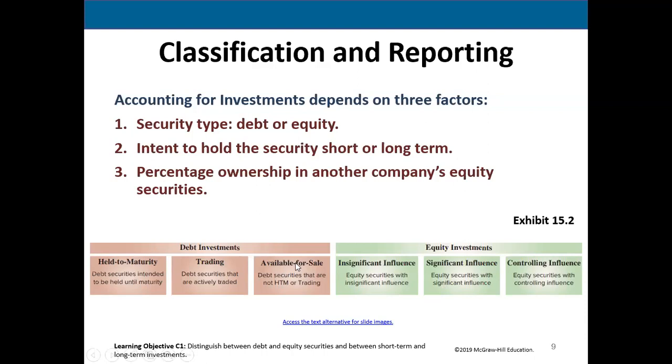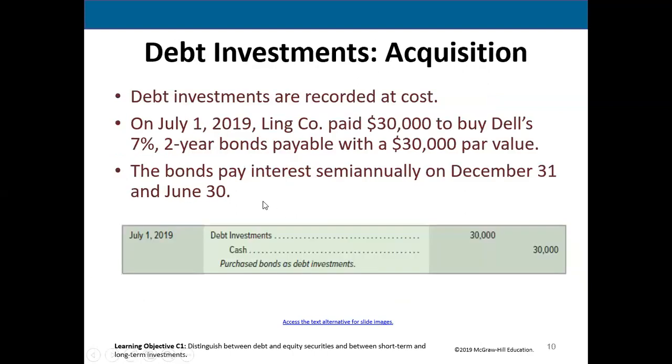So each category really defines what type of journal entries will be done for that investment. And all investments will not fall into one category. You take it on an investment by investment basis, dependent on what type of investment is bought, how long you're going to hold it, and, if it's stock, what percentage of the ownership the company owns, and what overall is the intent of management with how long they plan to hold the stock, not sell it, or the bonds. So that's an overview.